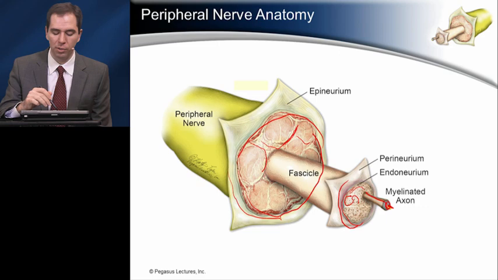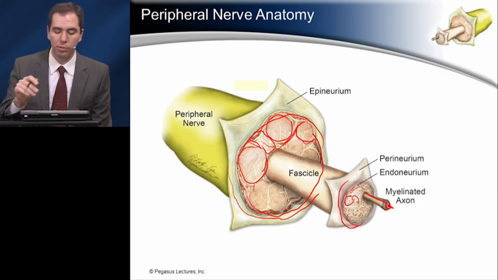What we actually see on ultrasound are these individual fascicles with the surrounding connective tissue, and it creates what's coined a bag of grapes appearance, where each grape is an individual nerve fascicle, and the space between the grapes is the connective tissue.